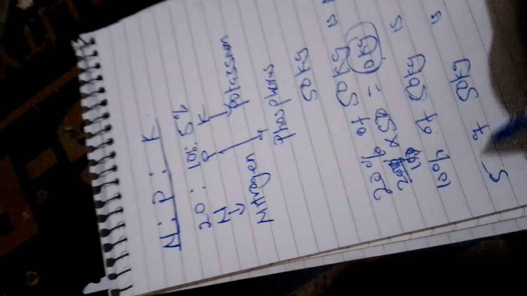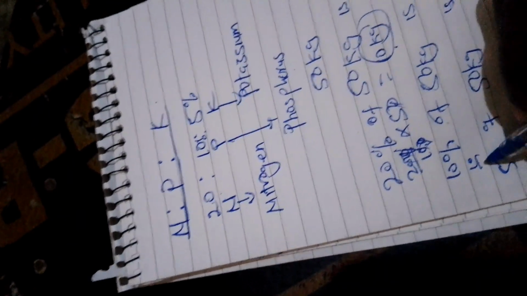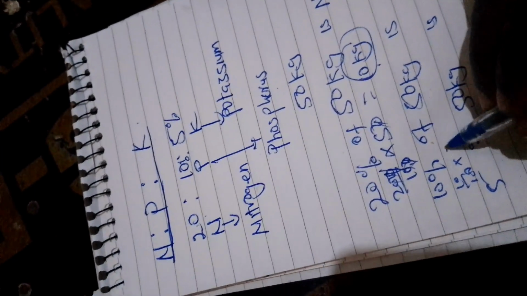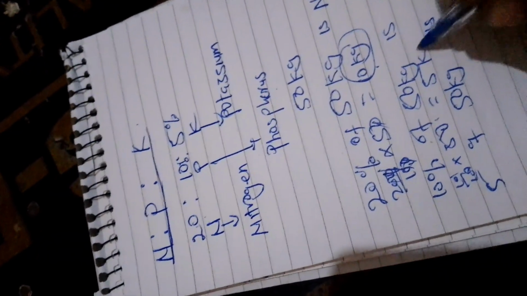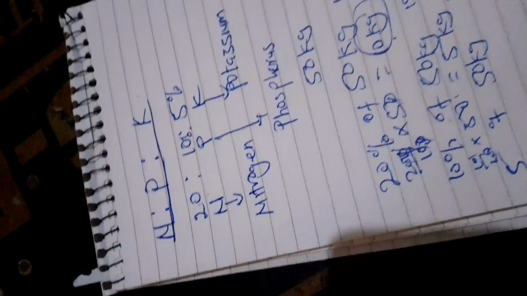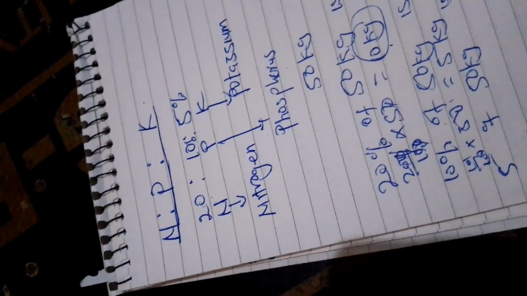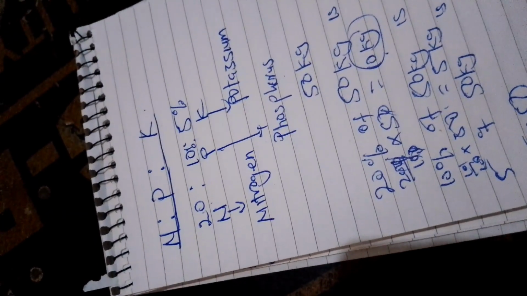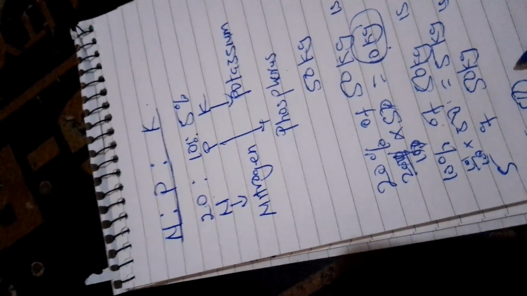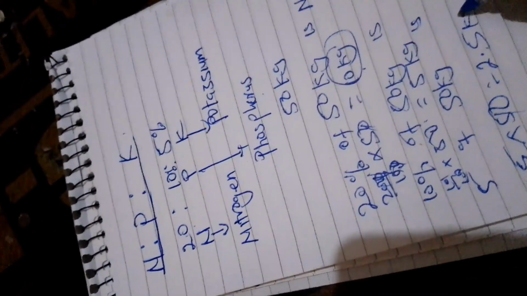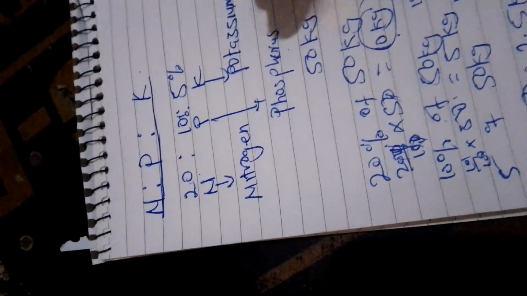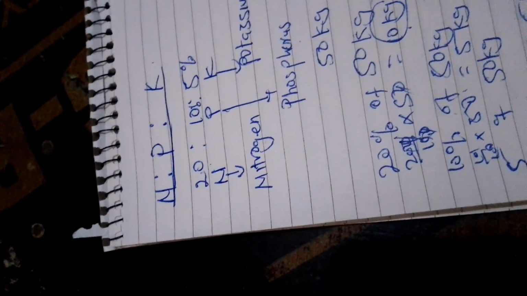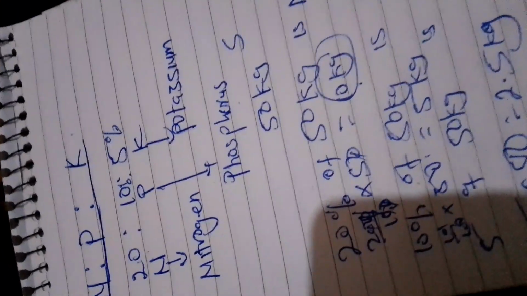Let's come to the phosphorus. 10% will be 10/100 multiplied by the 50, which will be 5 kg. That means 5 kg of the 50 kg is phosphorus. And when you come to the potassium, 5/100 multiplied by the 50. Do you understand? That means 2.5 kg of potassium is in the 50 kilo bag. The remaining weight can be for trace elements like sulfur, magnesium, and boron.